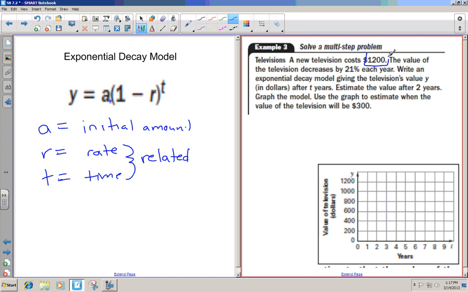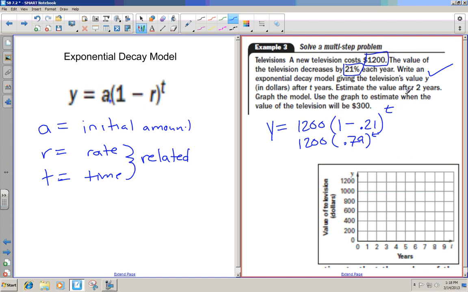We now know the initial amount. How much was it worth? We know the rate. So just having those two pieces of information, you can write the whole equation. Y equals the initial cost, 1 minus the rate as a decimal. So rate, remember, is as a decimal, to the t power. 1 minus 0.21 is 0.79. So here's your equation. Write an exponential equation. That's done. We've written the exponential equation.